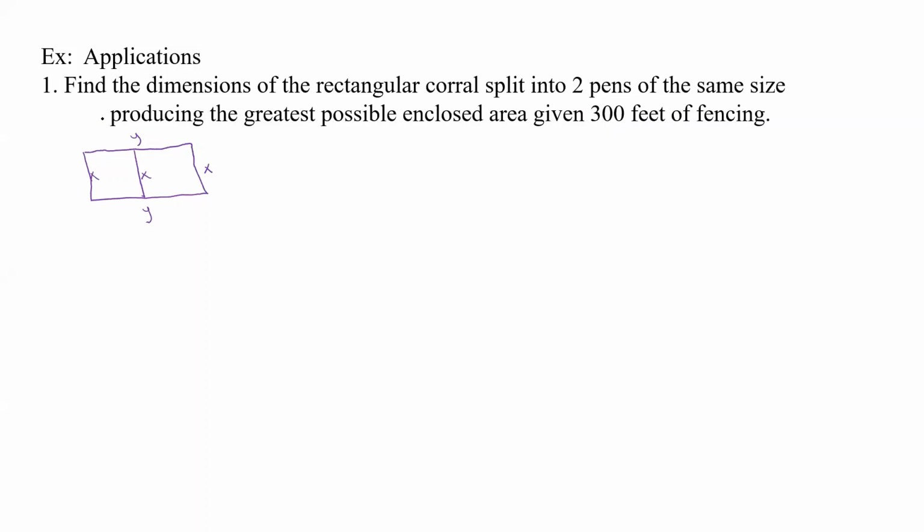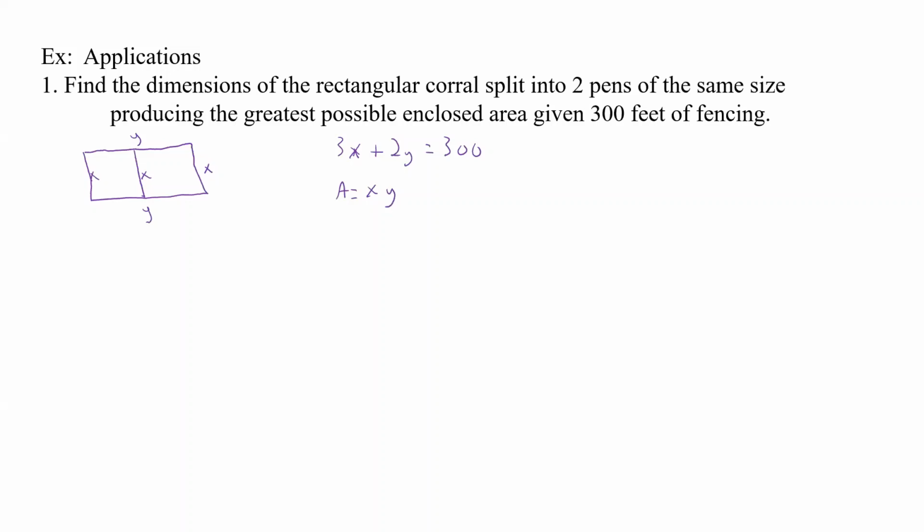So what do we have? We have 1, 2, 3 x's. So that's going to be that much fencing, plus 1, 2 y's. And that's a total of 300. That's all we're allowed. And we know that the area is just x times y.